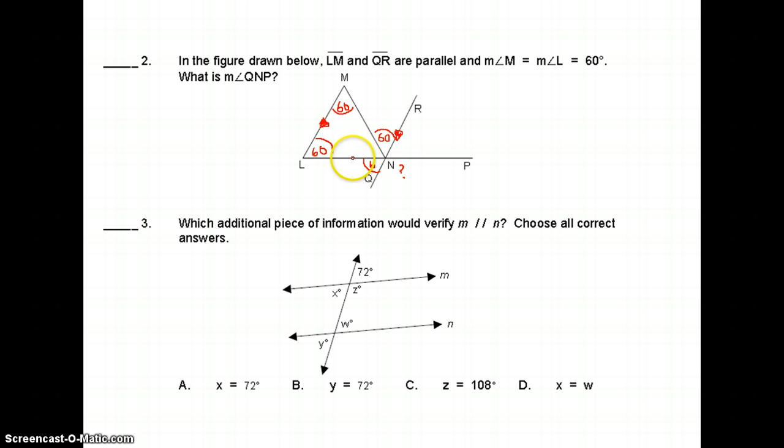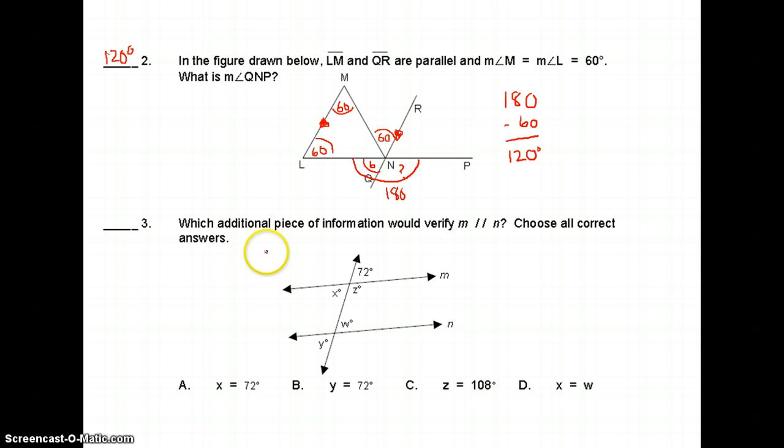Remember that a linear pair is equal to 180, and we have a linear pair right here. This has to be 180. So if we take 180 and subtract the angle that we already have right here, which is 60, 180 minus 60 is 120. So the answer is 120. And we'll write that up here, 120. Let's not forget our degrees.